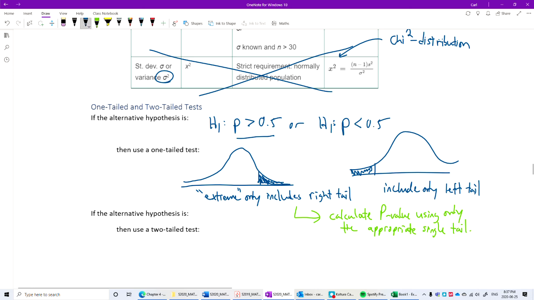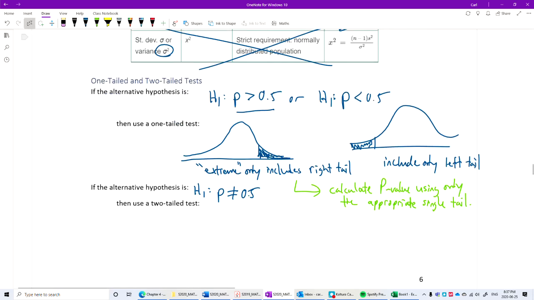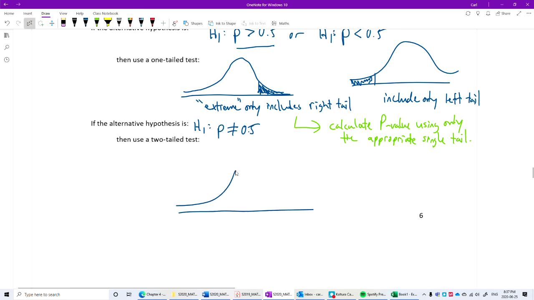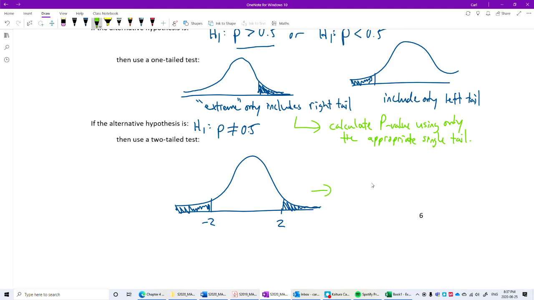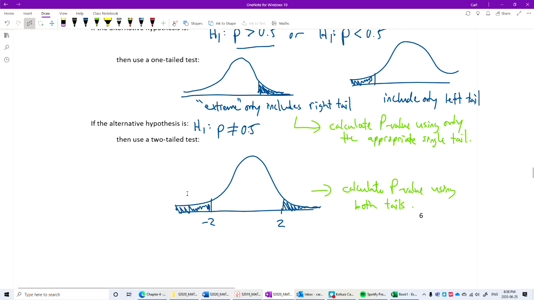On the other hand, if it's like the one we just did, if the alternative hypothesis is p does not equal something, then we're looking in both directions. So we use the two-tailed test. So we're allowing for both kinds of extreme. So let's say that's our test statistic z. Then we calculate the p-value using both tails. Okay. Lots to remember.